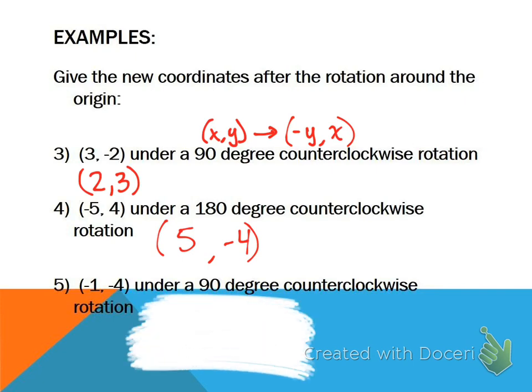Okay, the last one is the point negative 1, negative 4 under a 90 degree counterclockwise rotation. So that's the same type of rotation we did up here. Same rule. So the x and y switch places, and the original y coordinate changes sign. What do we end up with? 4. Good. 4, negative 1.